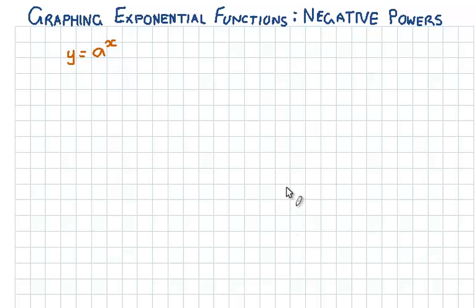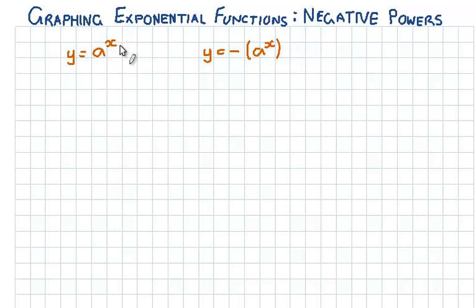In this video, we'll be looking at what happens when we have negative powers. So we've been looking at functions like this, where we have y equals a to the x. What happens if we put a negative sign at the front of that a to the x? So y equals negative a to the x. I'm putting this in brackets just to make it very clear.